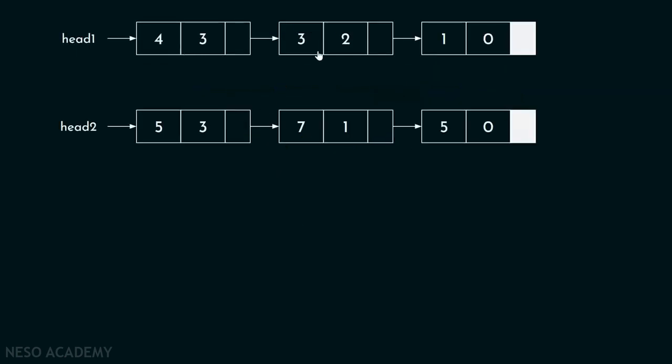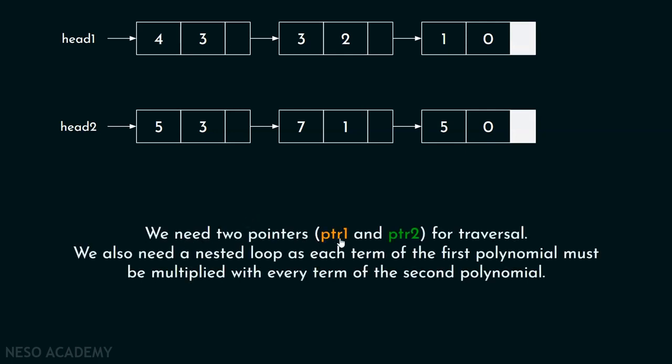Here you can see this linked list is representing the first polynomial and this linked list is representing the second polynomial. Currently you can see that the head1 pointer is pointing to the first node of this list and the head2 pointer is pointing to the first node of this particular list, right? We need two more pointers, ptr1 and ptr2, for traversal purpose. Obviously we cannot use head1 and head2 for traversal. This is not a good idea, because if we traverse the lists with the help of these two pointers, then we will lose the reference to the first nodes, and this is not a good idea at all.